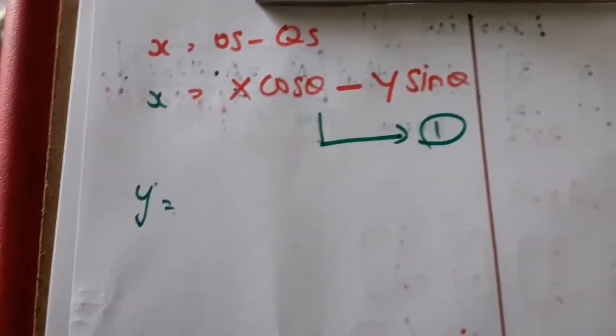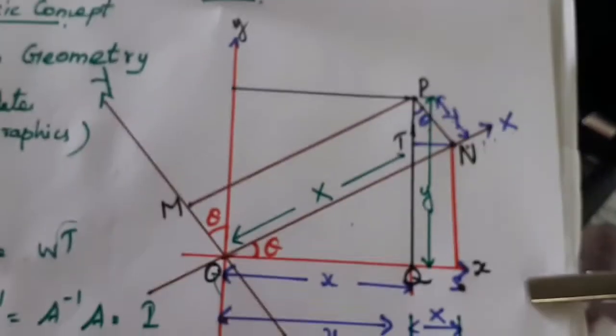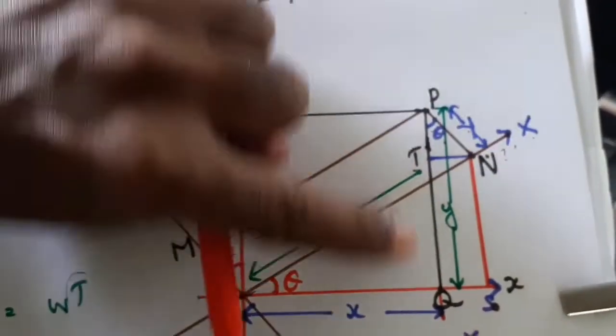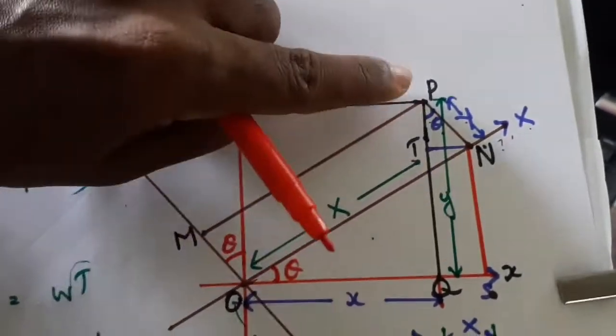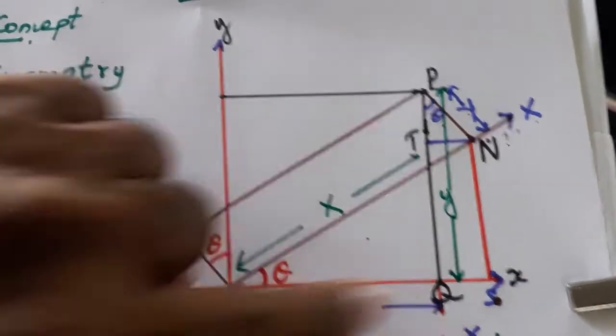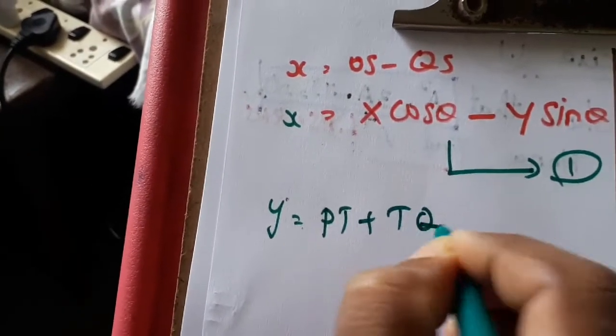Now we are moving to the y term. So x we found, now we are moving to find out the y term. What is the meaning of small y in the coordinate part? Small y means PT plus TQ. So y means PT plus TQ.